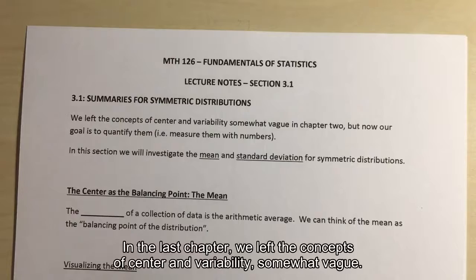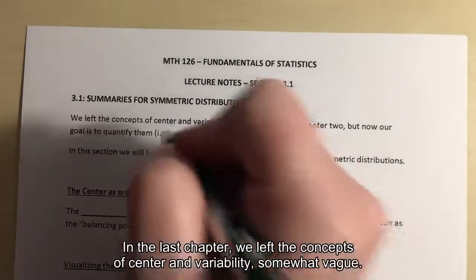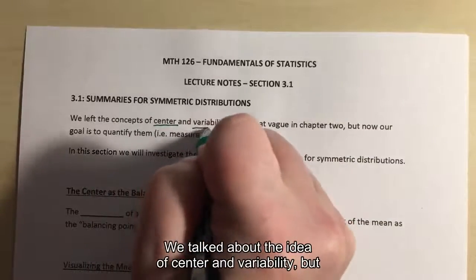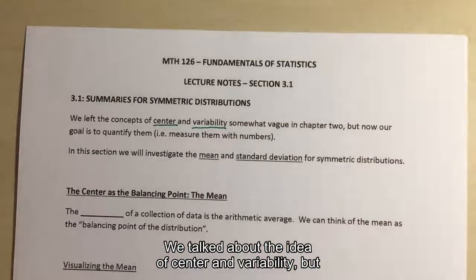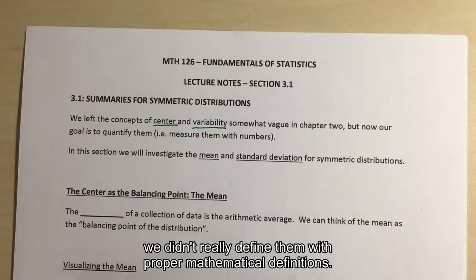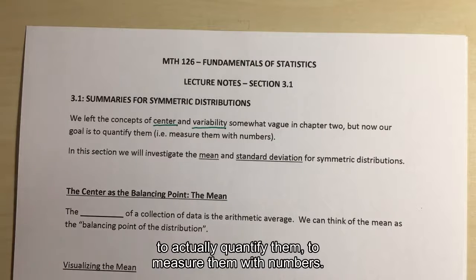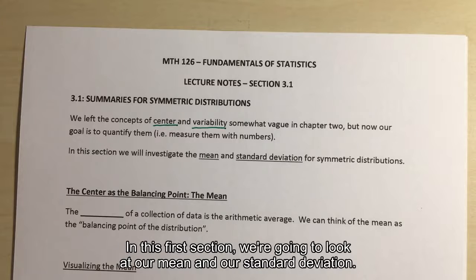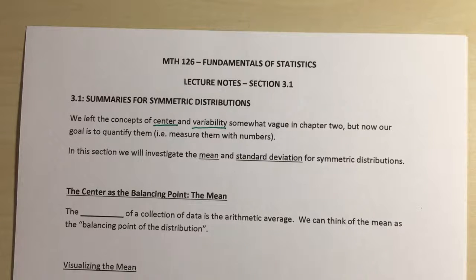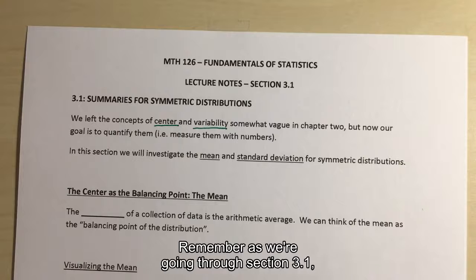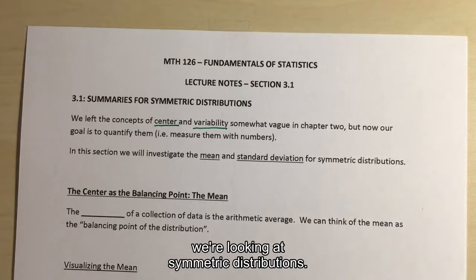In the last chapter, we left the concepts of center and variability somewhat vague. We talked about the idea of center and variability, but we didn't really define them with proper mathematical definitions. So our goal in this chapter is to actually quantify them, to measure them with numbers. In this first section, we're going to look at the mean and the standard deviation. Again, the key thing is that we are looking at symmetric distributions. Remember, as we're going through section 3.1, we're looking at symmetric distributions.